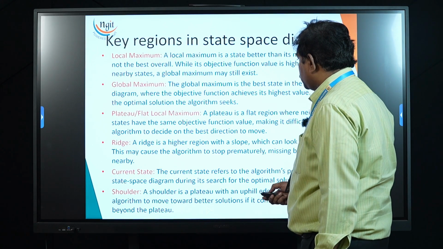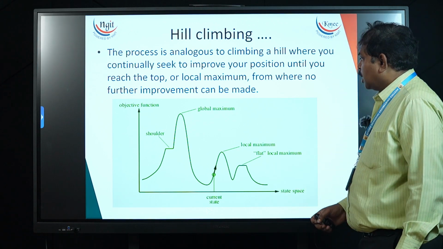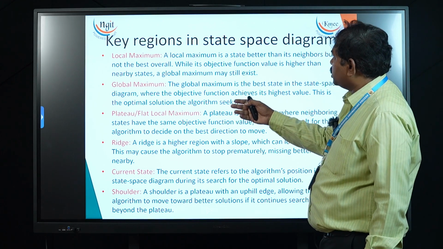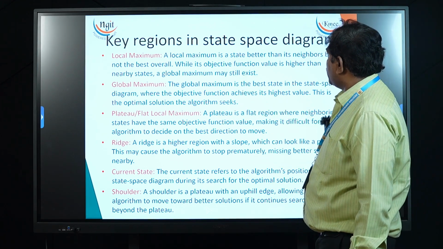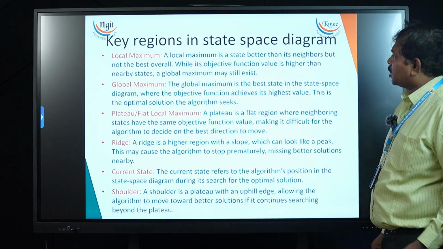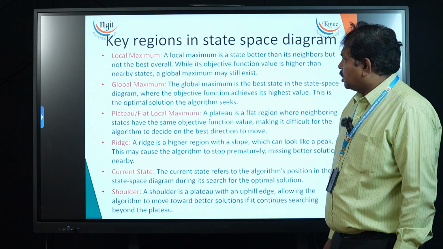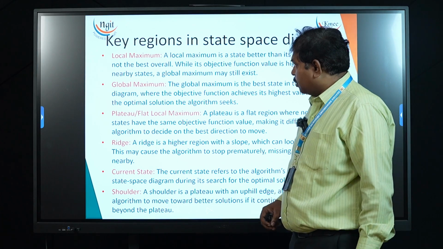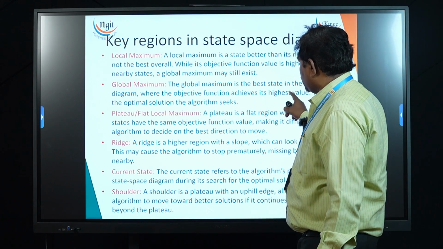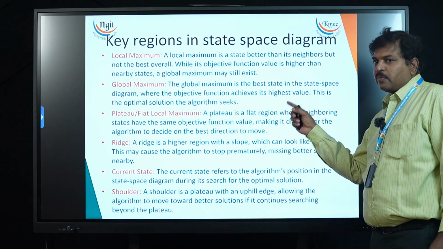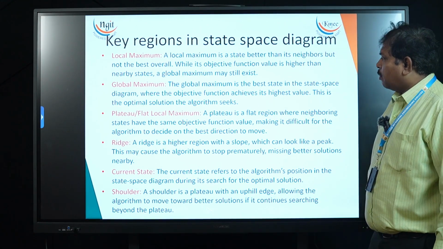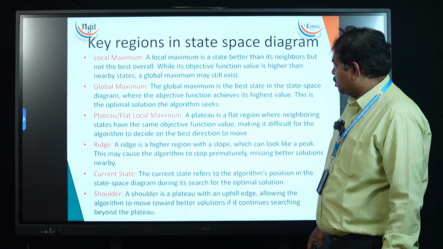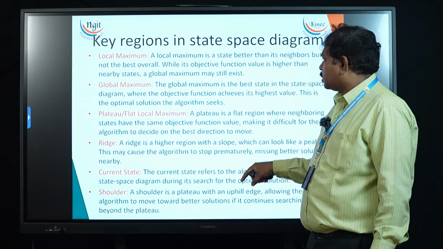So what are the terminologies we use here? This is like hill climbing. Global maximum, and different terminologies we use in this state space. Local maximum means a state better than its neighbors but not the overall best. So a local maximum looks like a global maximum but it's not the real goal. The global maximum is the best state in the state space, where the objective function achieves its highest value. Like in my previous 8 puzzle problem, my heuristic or objective function gives me the exact state that matches the goal state.